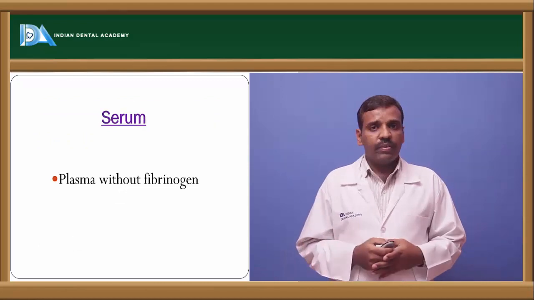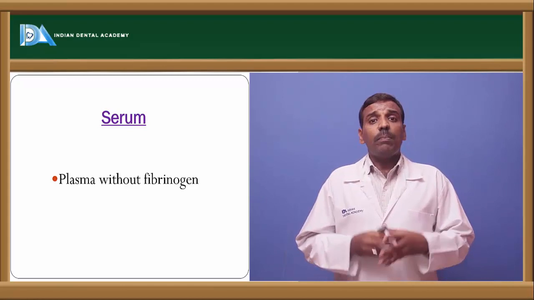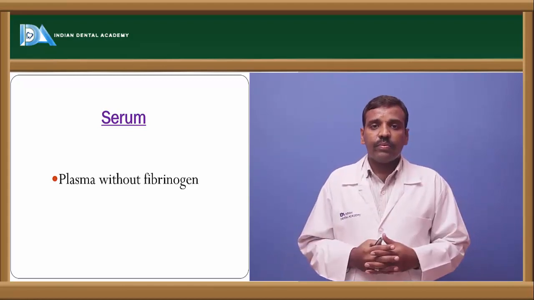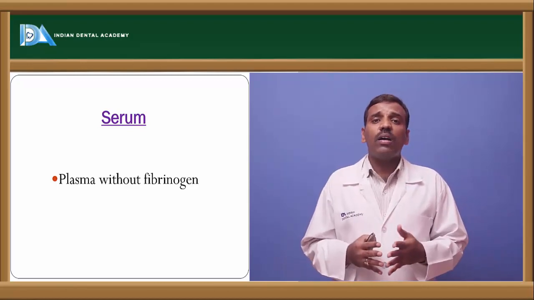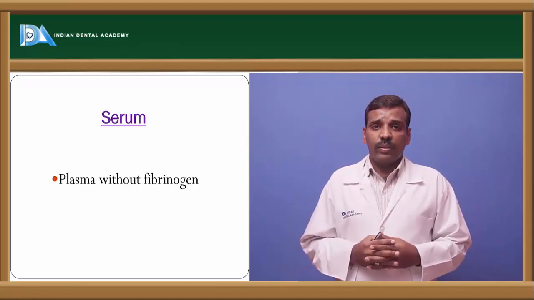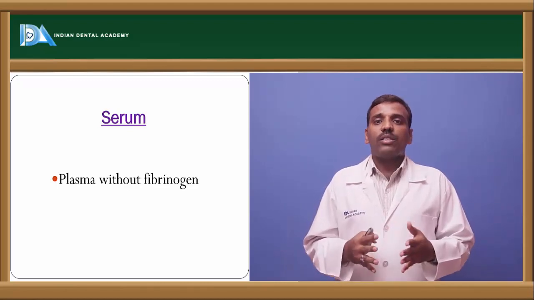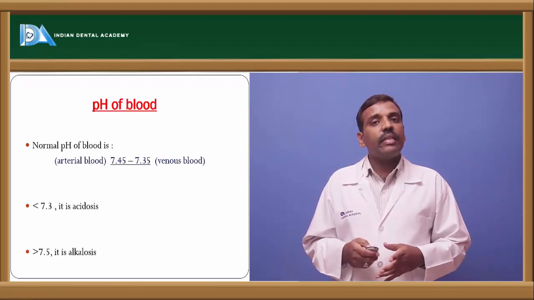And serum. What is serum? What is the difference between plasma and serum? Plasma contains fibrinogen and serum does not. So serum is nothing but plasma without fibrinogen. In the sense, serum is equal to plasma minus fibrinogen.